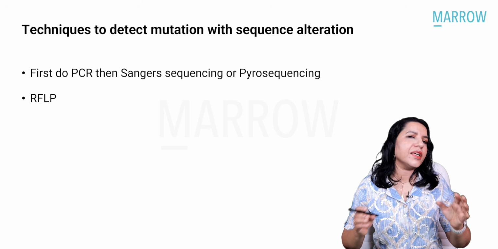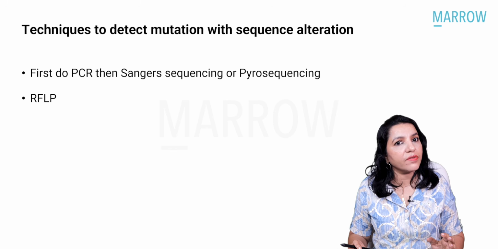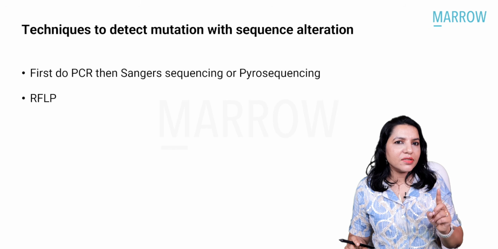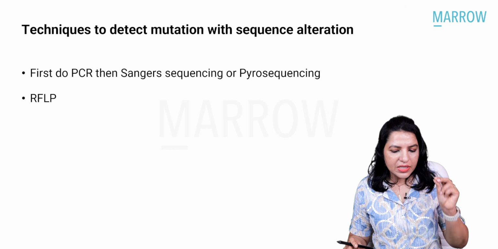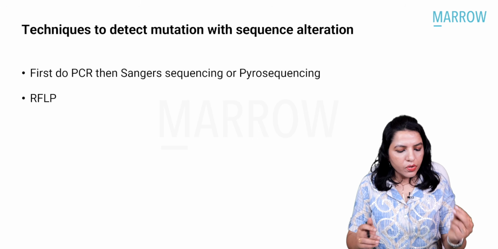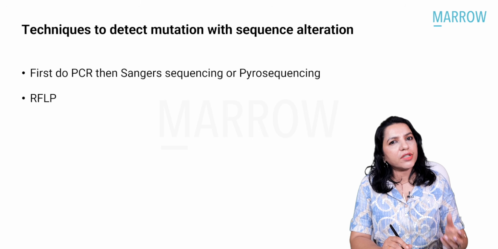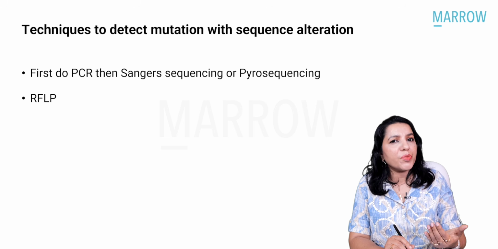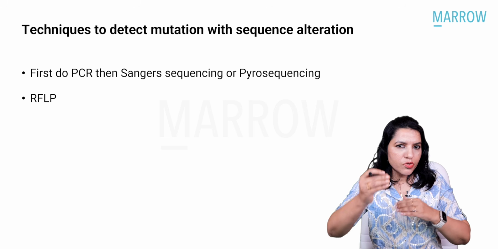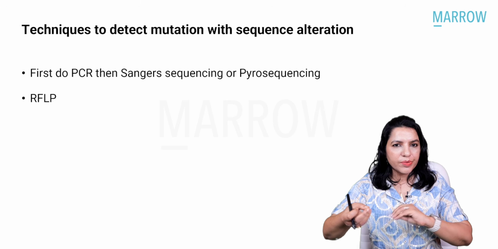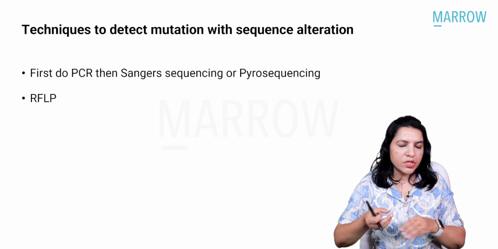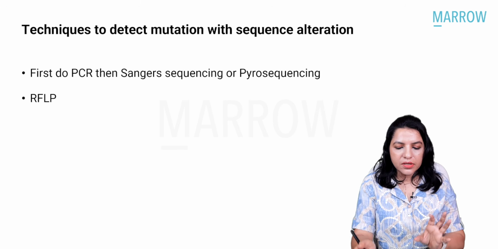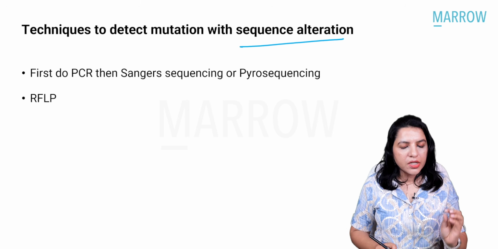So basically the mutation detection techniques are divided into two. One is the technique to detect sequence alterations. Sequence alteration is what we say as the point mutation, and the most common point mutation is base substitution. One base is replaced by another base, that is called base substitution. So that is the same thing, that is sequence alterations.